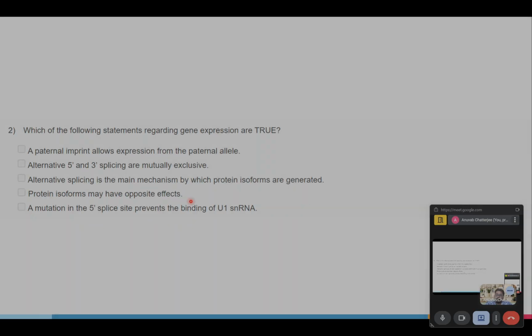Okay, we move to the next question. Which of the following statements regarding gene expression are true? The options are: a paternal imprint allows expression from a paternal allele. Alternate 5' and 3' splicing are mutually exclusive. Alternative splicing is the main mechanism by which protein isoforms are generated. Protein isoforms may have opposite effects, and a mutation in the 5' splice site prevents binding of U1 snRNA. Okay, I will again give you a minute to think about this.